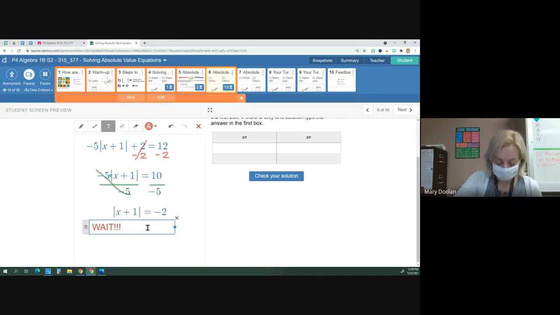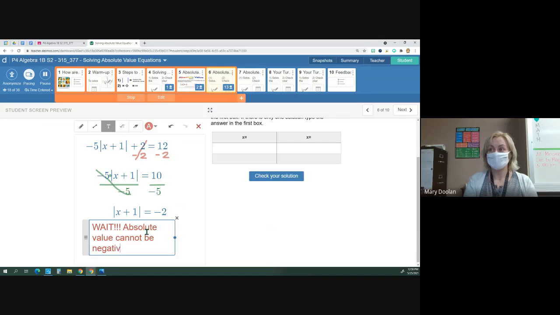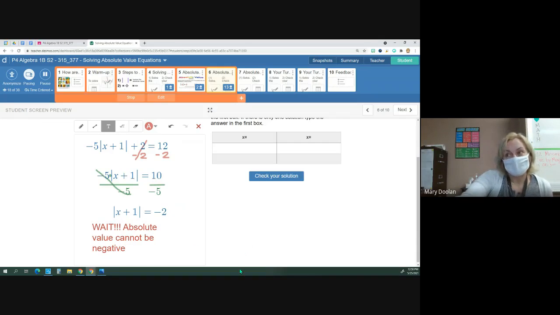Okay, there's something wrong though, right? Absolute value is equal to negative something. That can't happen, okay? Absolute value cannot be negative. So when that happens, you stop doing your work and you write no solution. And you're done. Absolute value can be 0. Absolute value can be positive. Absolute value cannot be negative.